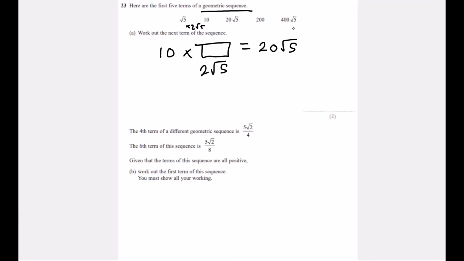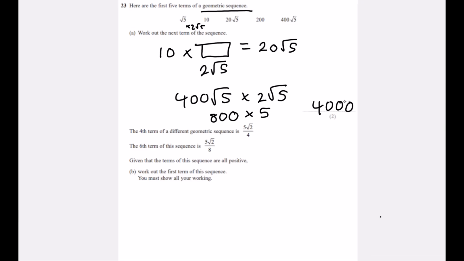So the next term is going to be 400 root 5 times 2 root 5. 400 times 2 is 800. Root 5 times root 5 is 5. So 800 times 5 is going to be 4,000.